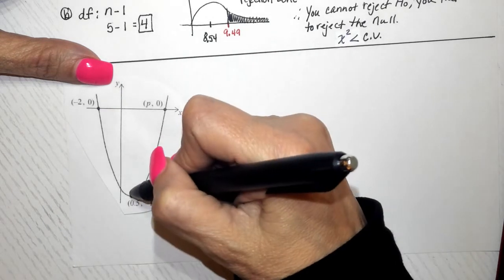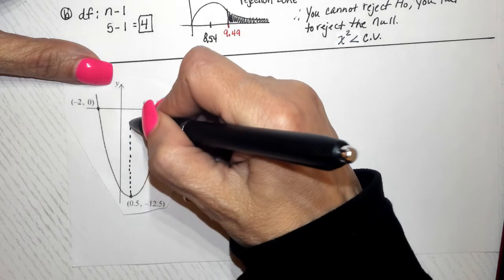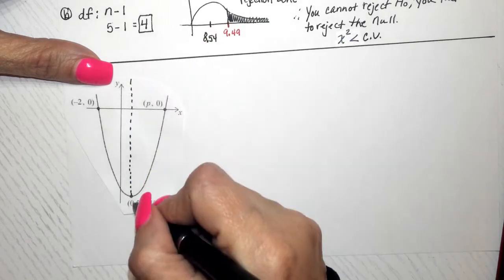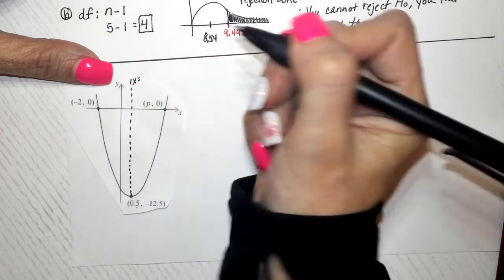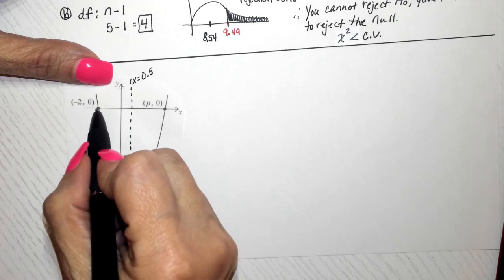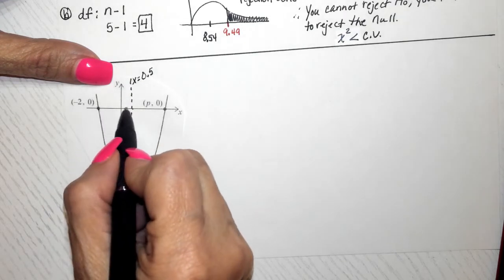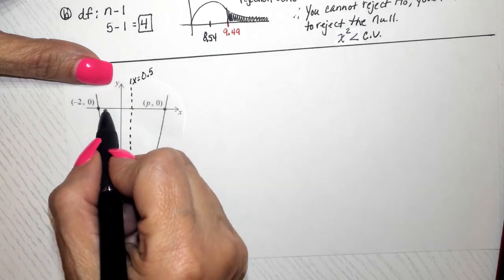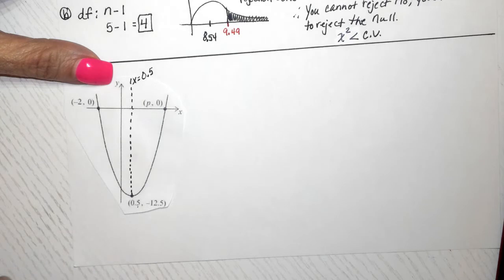But we do know that this right here is the axis of symmetry, right? And we know that this value is at x equals 0.5. So that would mean that this right here is 2.5, right? So are you okay saying I just need to go 2.5 over?